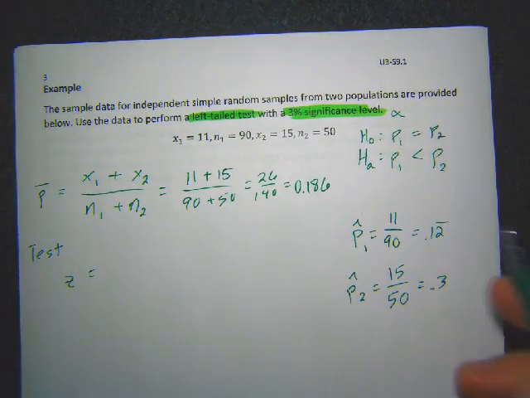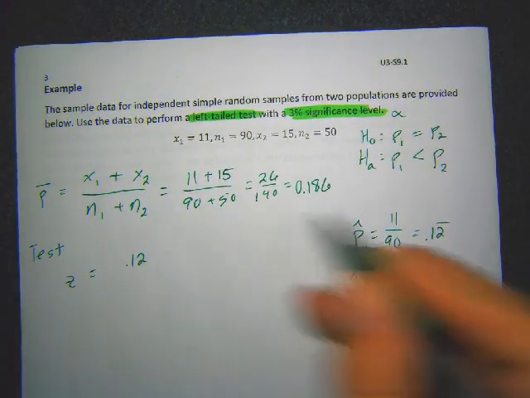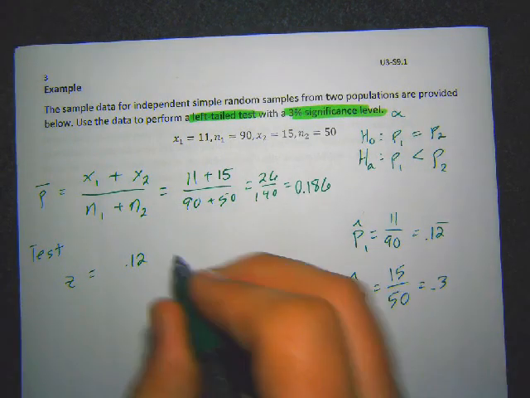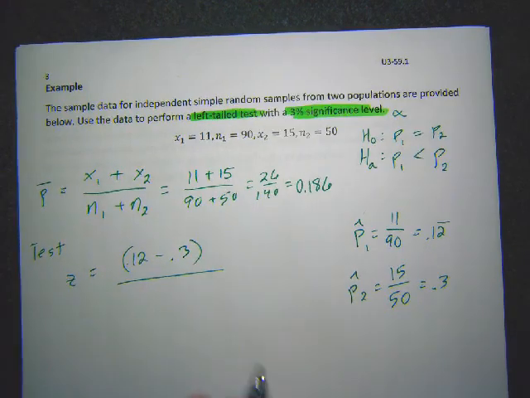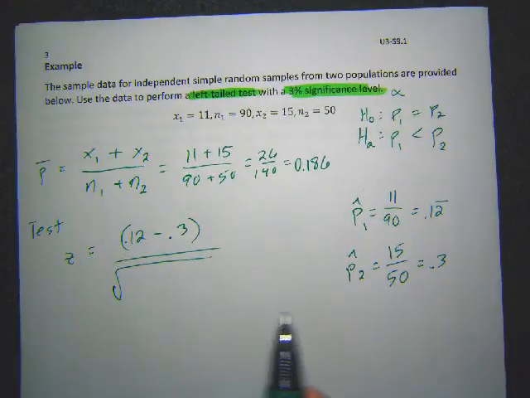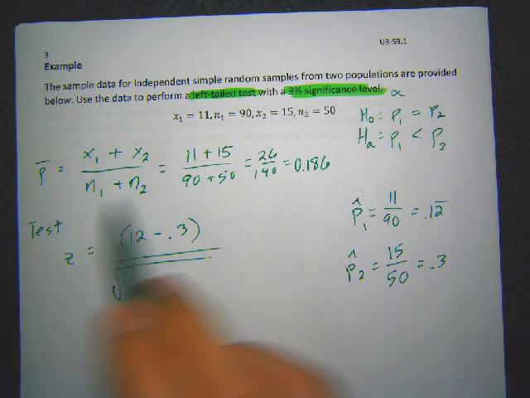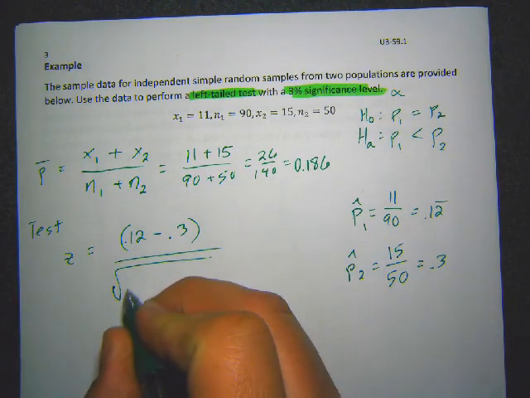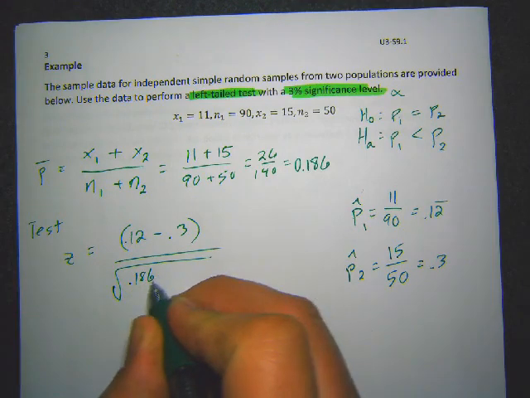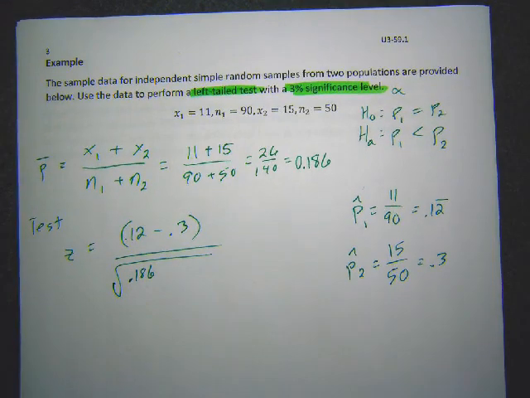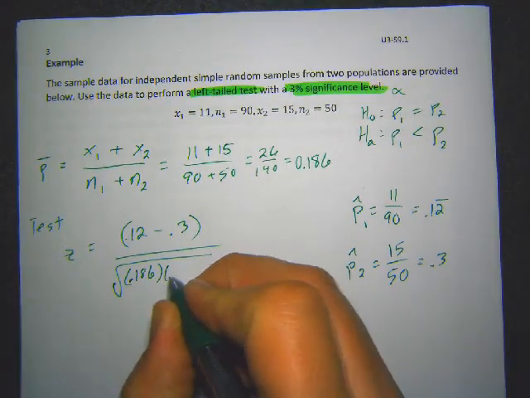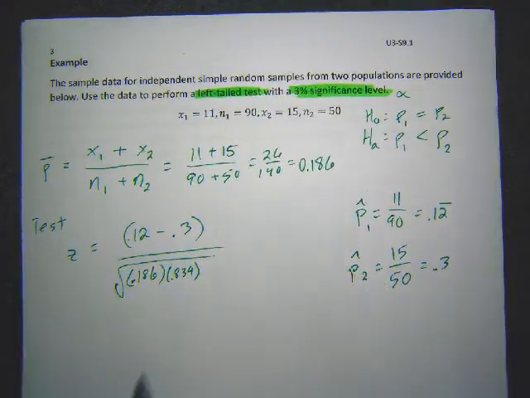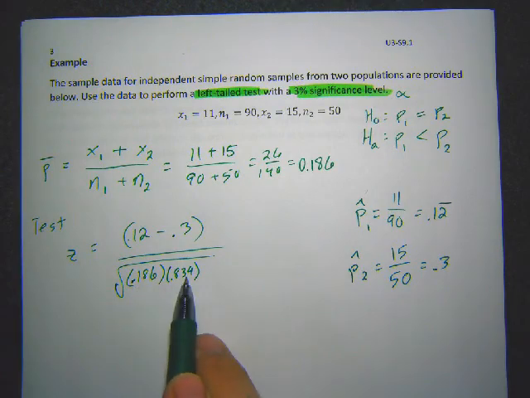Okay, so we take p hat 1, which I'm going to round to 0.12, minus p hat 2, which is 0.3. Let's subtract that on the top. On the bottom, we use the pooled proportion, 0.186, times the other part. So this is 18.6%, and the other half would be 83.4%, or 0.834. This is the probability of success, and this is the probability of failure.